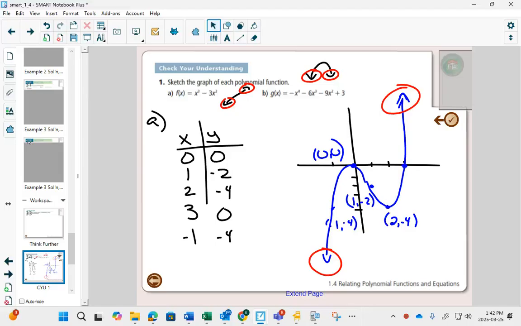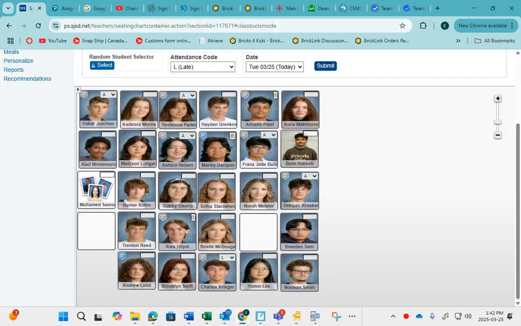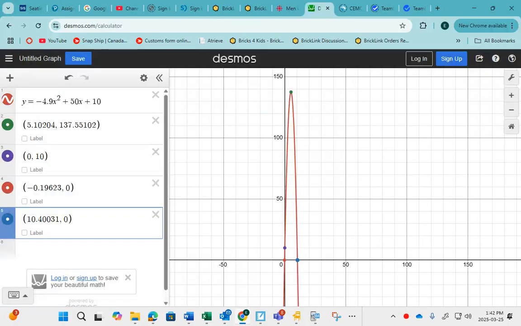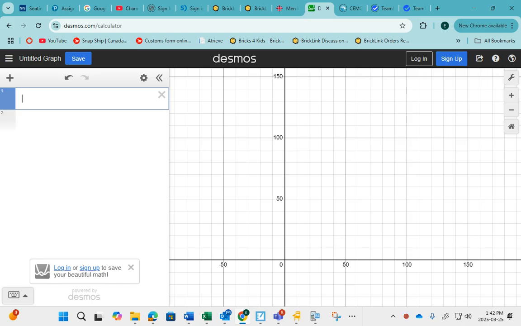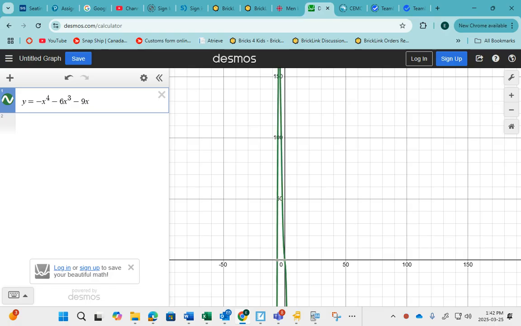I don't know if you've ever used the Desmos program for graphing. You can download the app as well. See if I've got it up here. So, Desmos is as easy as this. So we're going to look at this one. I'm going to go y equals, and it was a -x⁴ minus 6x cubed minus 9x squared plus 3.